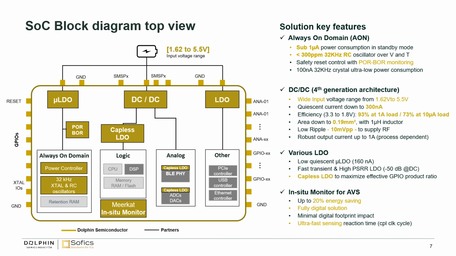We have a lot of flavors of LDO, right? They will help you design the best product with low quiescent current, fast transient, and capless, which is key to saving pin count. And as we mentioned, we have what we call the in-situ monitors, the perfect sensor to enable any AVS system. AVS is adaptive voltage scaling, because in order to adapt the voltage scaling on the fly, you need to sense very quickly and react very fast. So I think we got the message here for everything related to the power management unit.